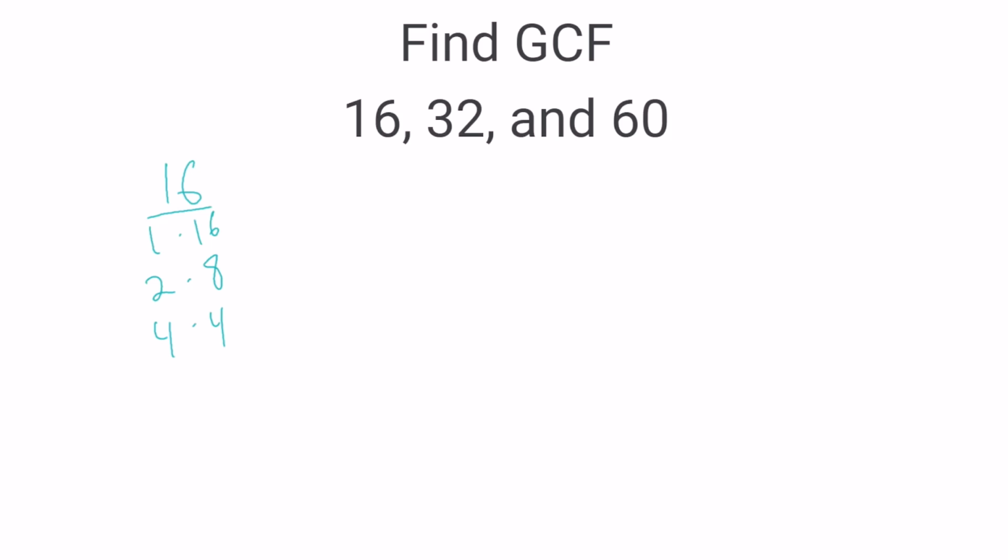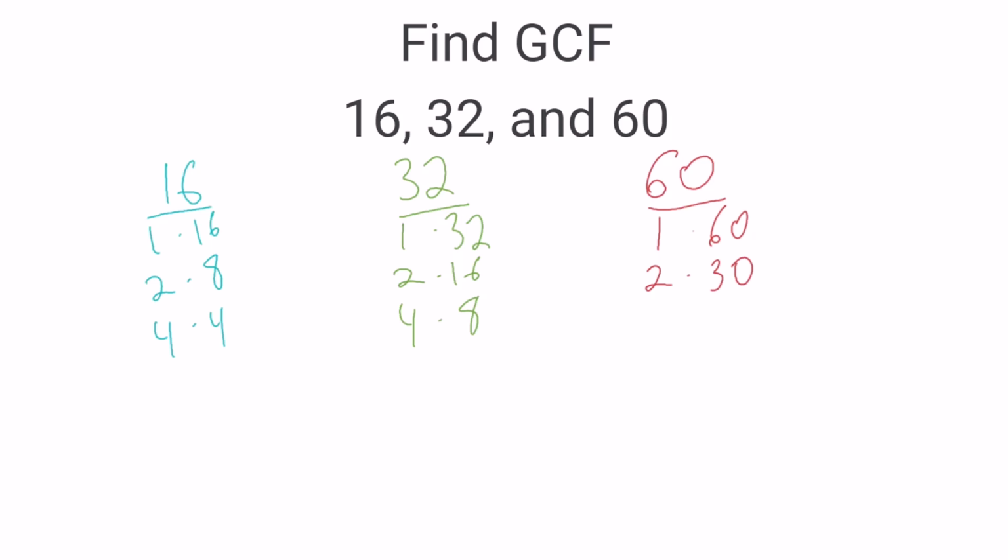I need to do the same exact thing with 32. Well, that's 1 and 32, 2 and 16, 4 and 8, and that's it for that one. And then we have our 60. I need to do the same thing. Well, 60, that's 1 and 60, 2 and 30, 3 and 20, 4 and 15, 5 and 12, 6 and 10, and that's it for that one.